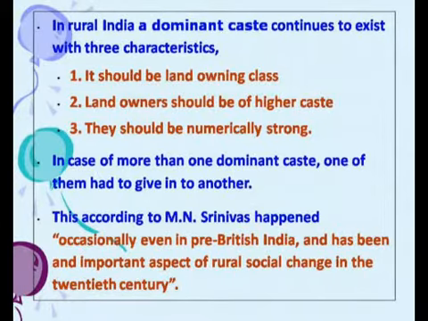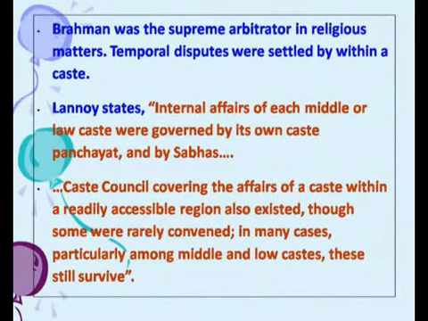Now, in case in a given area there existed more than one dominant caste, one of them had to give way to another. One has to surrender its status to the other. This, according to M.N. Srinivas, happened occasionally even in pre-British India and has been an important aspect of rural social change in the 20th century. The authority in the village used to be divided in terms of status and role between Brahmins and the dominant caste. The Brahmin was the supreme arbitrator in matters religious and temporal.